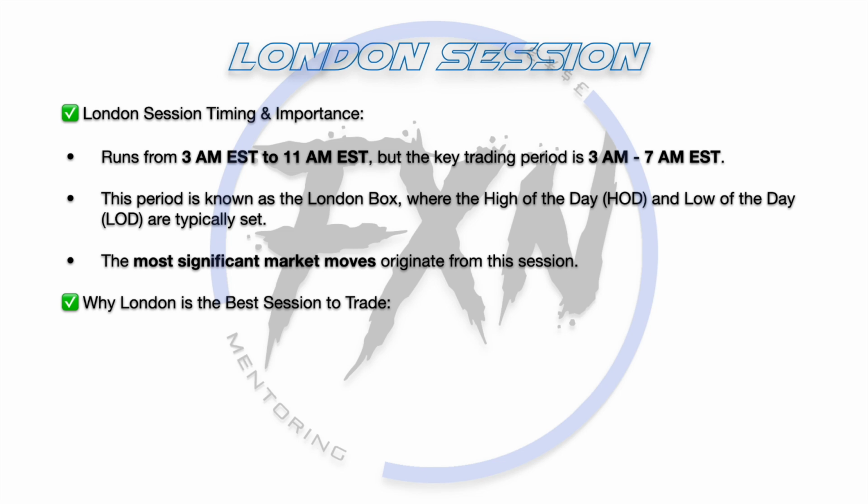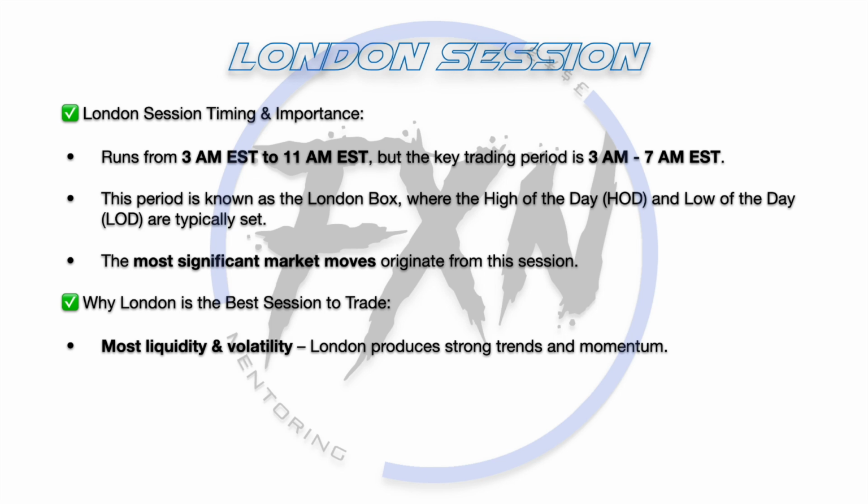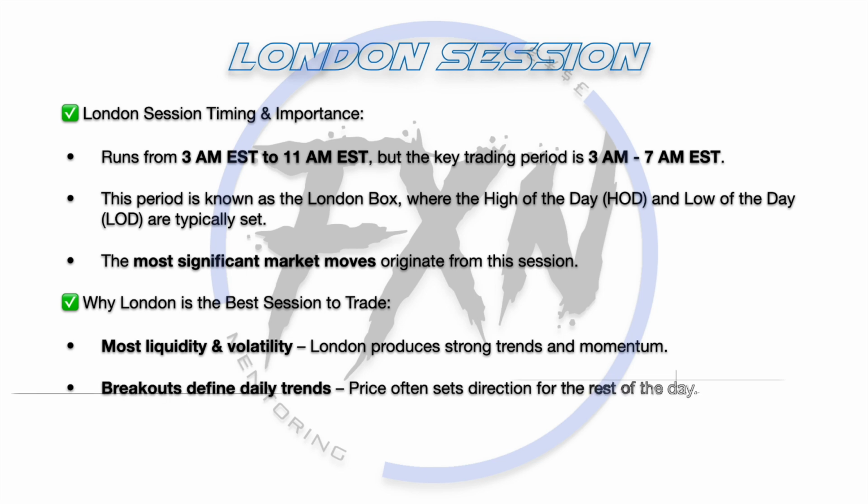Why is London the best session to trade? Well, unlike the Asian session, which is slow, London provides the best trading conditions. It has the highest liquidity, cleanest trends, and the most opportunities for professional traders. What makes London so powerful is essentially it's got the most liquidity and volatility, strong price movements, making it easier to capture pips. Breakouts define daily trends. So London determines whether a market trends or reverses.